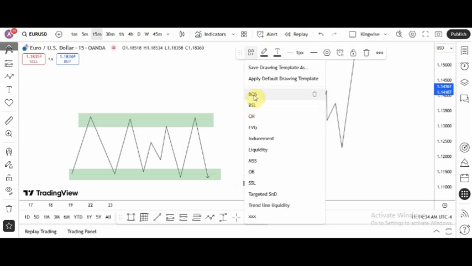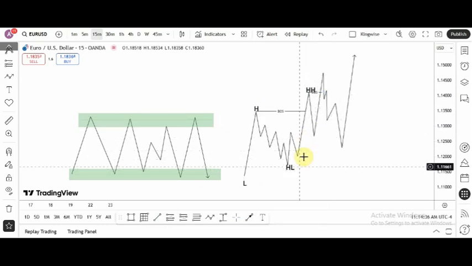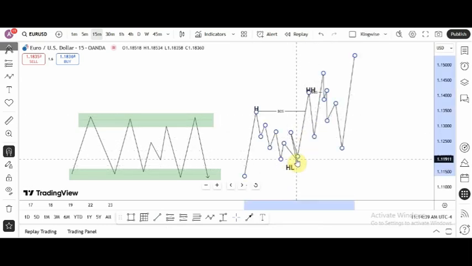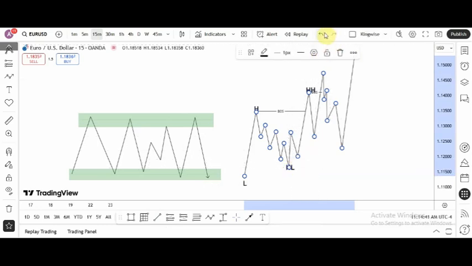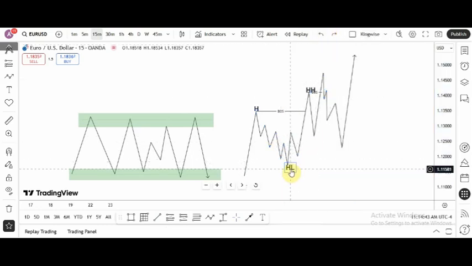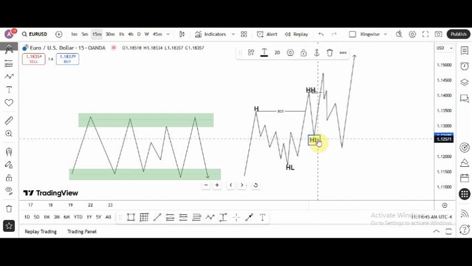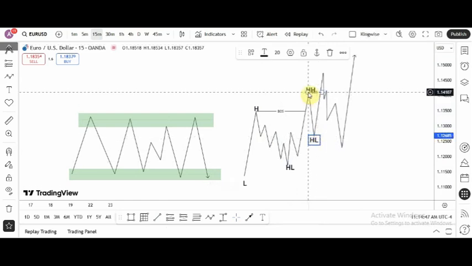Where is the lowest point price got to? Of course, this is the lowest point. Sorry. This is the lowest point price got to before breaking the high. So that becomes your higher low.